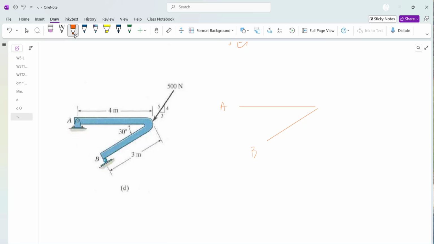So point A is a hinge, or that's a pin support. It prevents point A from moving in the Y direction, and it prevents point A from moving in the X direction, but it doesn't prevent this member from rotation.